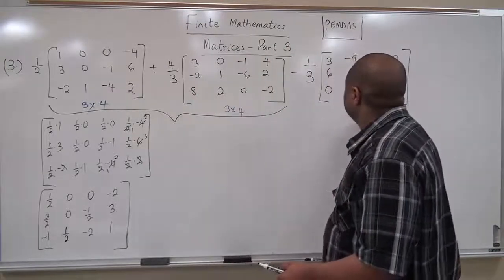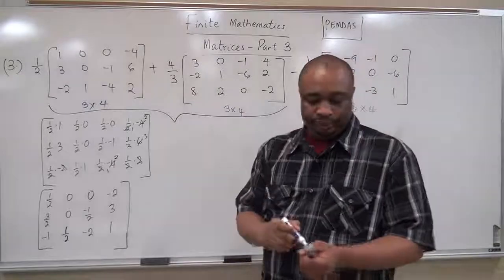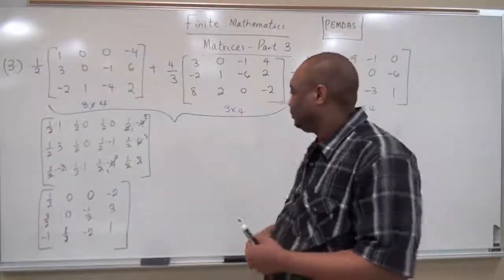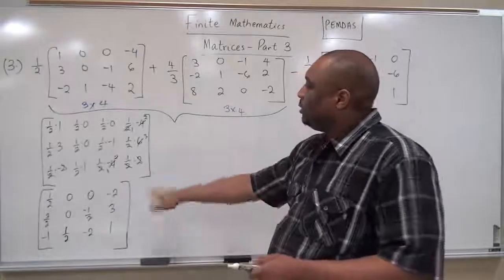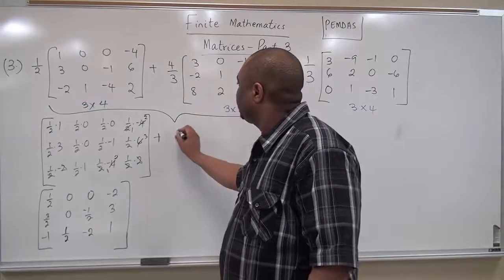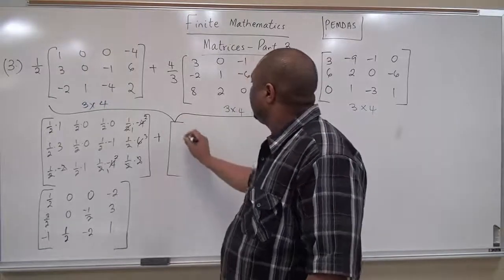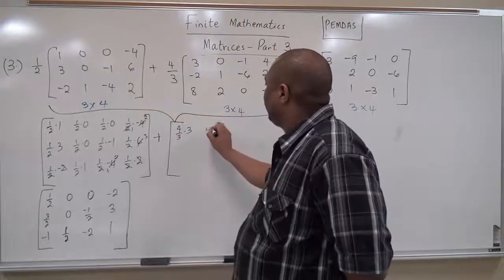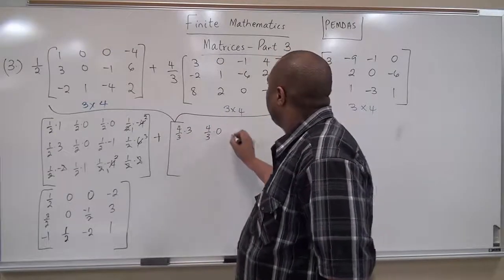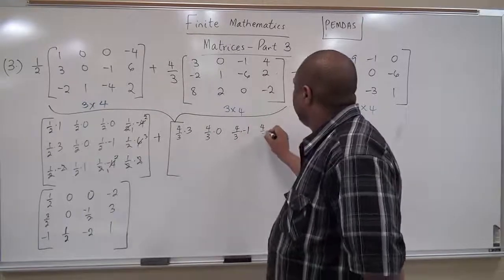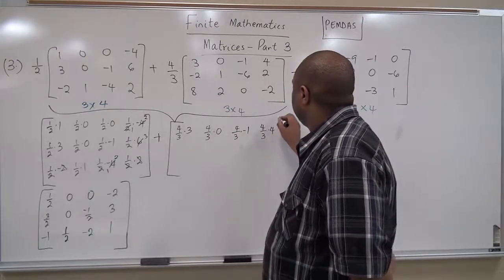So we can do the operations of addition and subtraction. Okay, so we got this now. We got this settled. Let's face this guy with scalar multiplication. This will be 4/3 times 3, 4/3 times 0, 4/3 times -1, 4/3 times 4, you close.